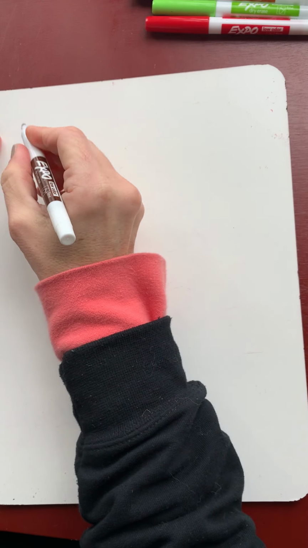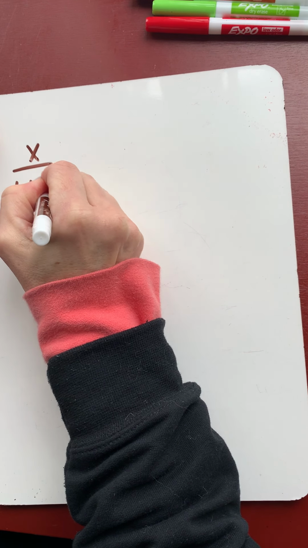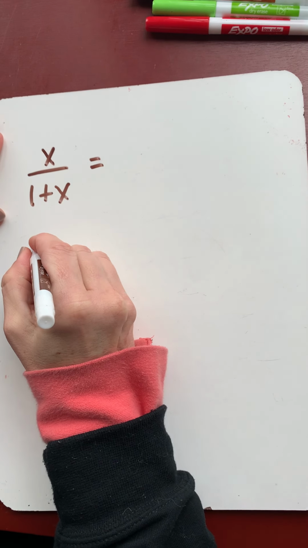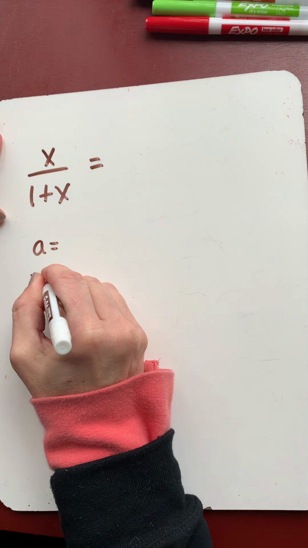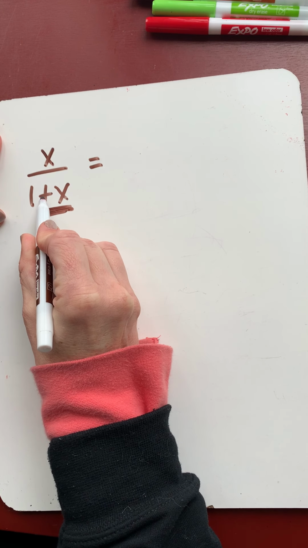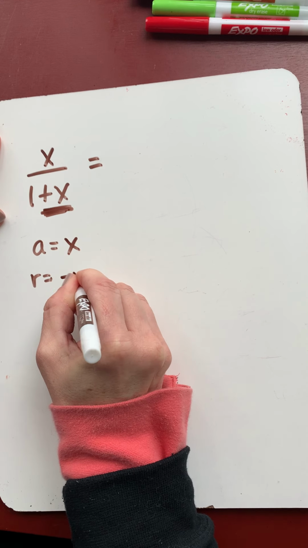Actually, let's go down. I'm going to do the second one with you and have you try the first one yourself. So the second one is x over 1 plus x. So we're going to do the same routine every time. Find a, find r. A is on top. R is here, but we don't have subtraction, so r is actually negative x.